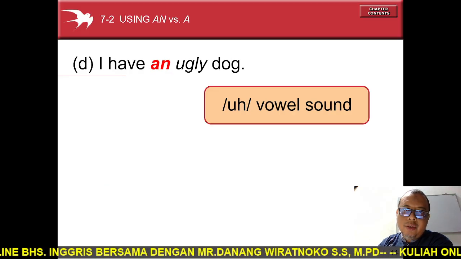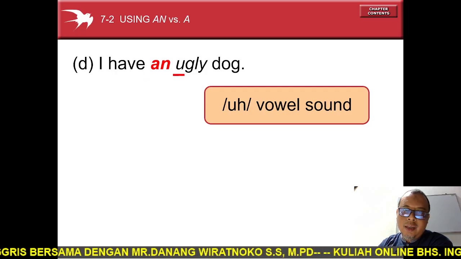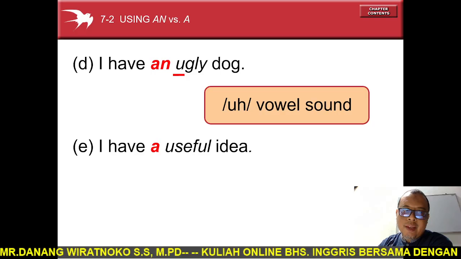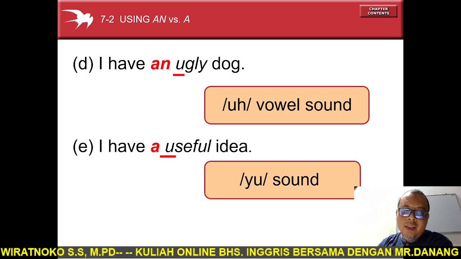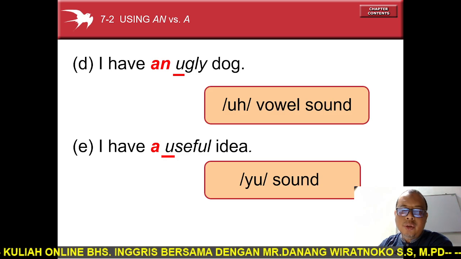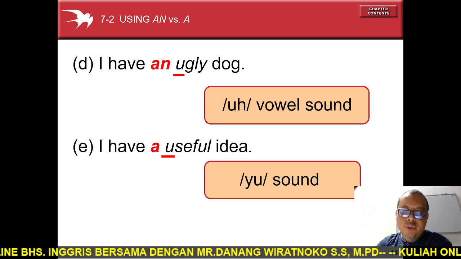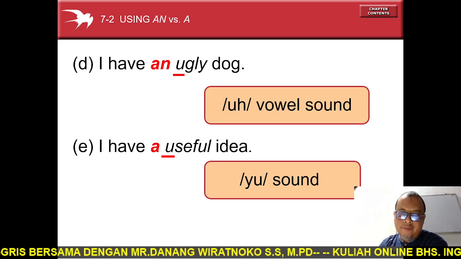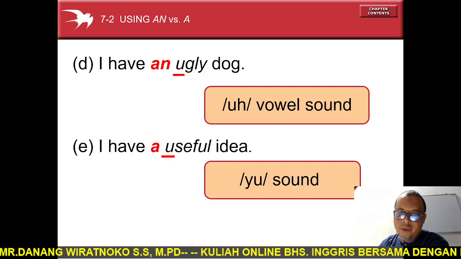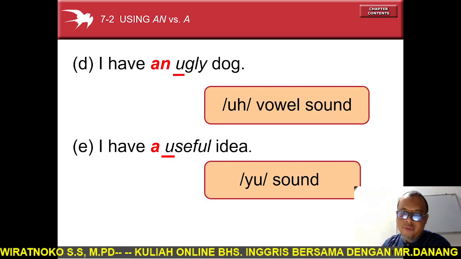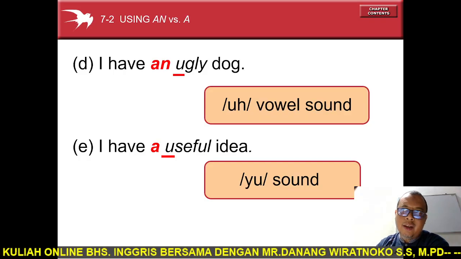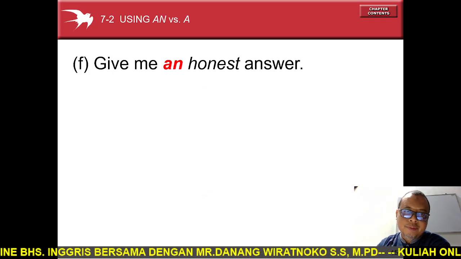I have an ugly dog. Okay, the vowel sound. I have this one, the U, it sounds like "you". Useful. We don't say "useful" with a "full" sound; we say "you". So the sound of "you". So we use "a" because it's a consonant sound.